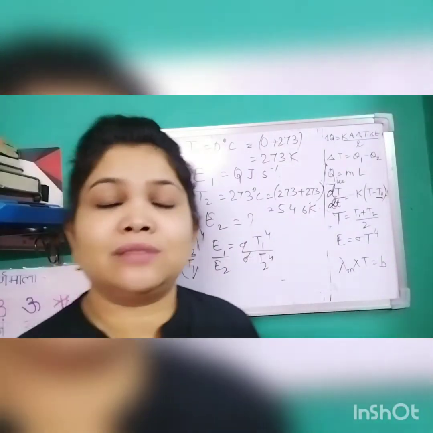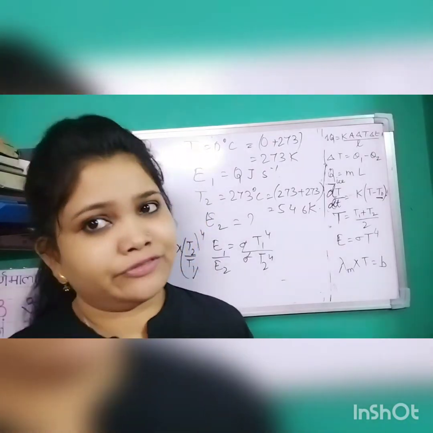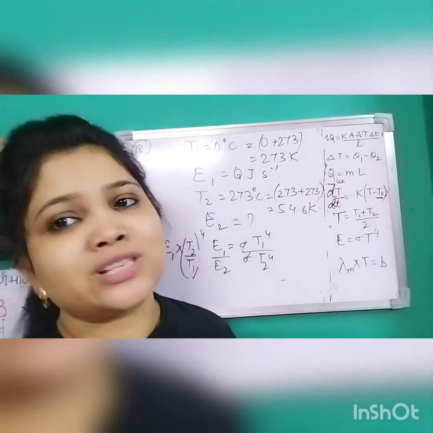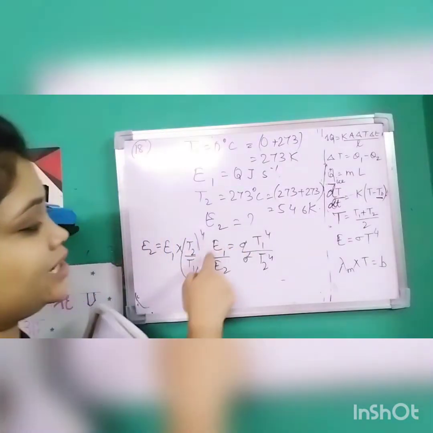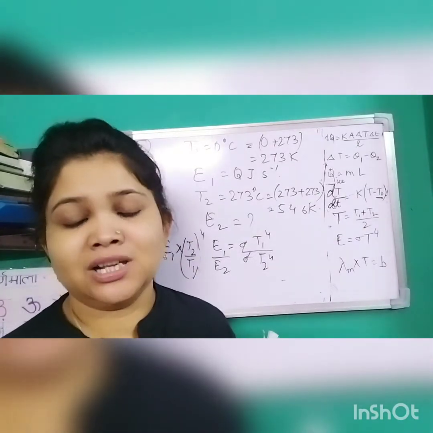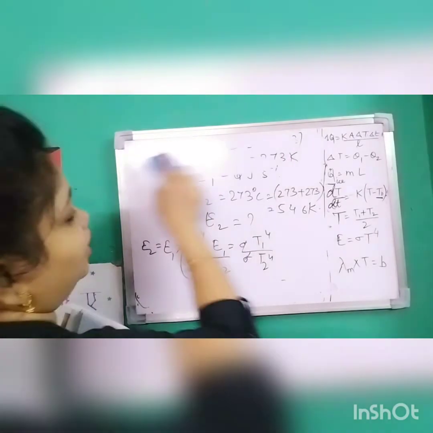Next sum, the 19th sum, is exactly the same as 18. The only difference is that instead of Q, they have given a particular value, which is easier to solve. But the formula is the same. E1 by E2 is T1 to the 4 by T2 to the 4. There is no other formula. So sum number 19, please do it yourself. Let's move to sum number 20 now.